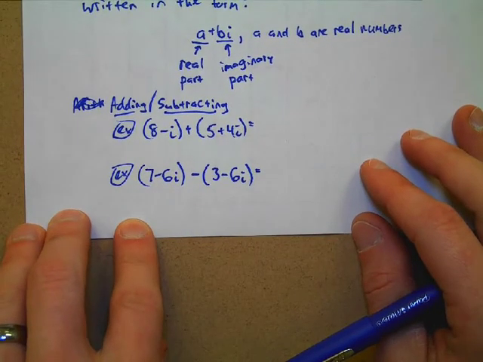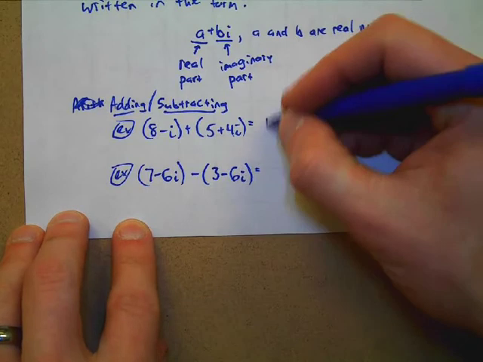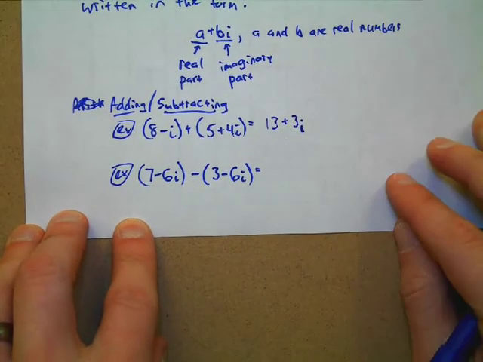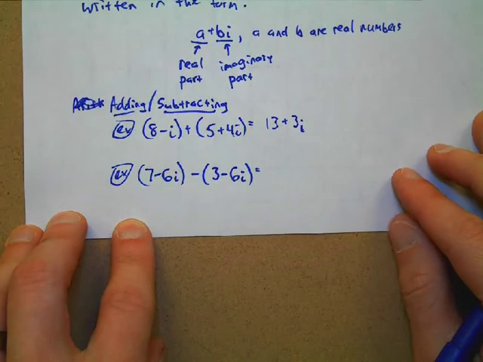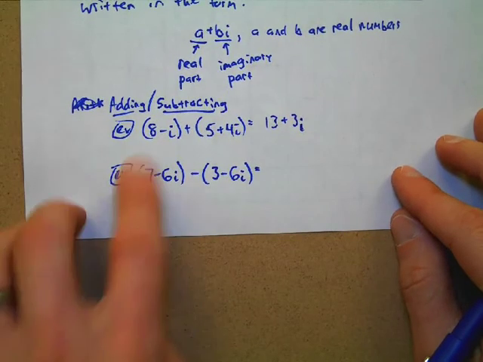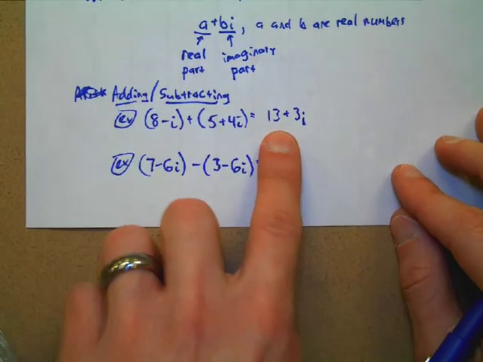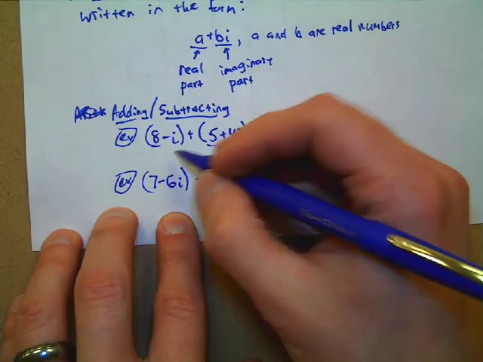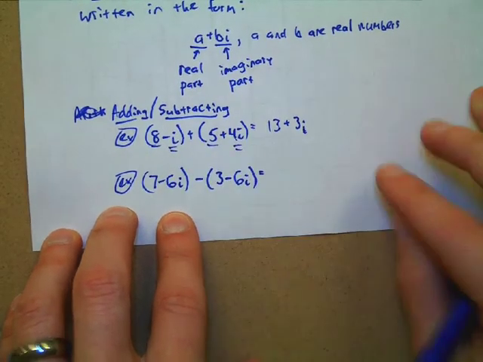I got 13 plus 3i. 13 plus 3i. Now, how in the heck did you get that? I don't remember. 8 plus 5 is 13. And then I just did minus negative i plus 4i. Just do 3i. That's exactly right.